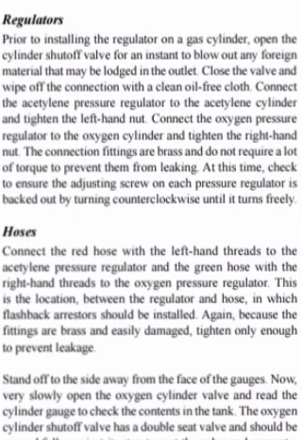Connect the acetylene pressure regulator to the acetylene cylinder and tighten the left-hand nut. Connect the oxygen pressure regulator to the oxygen cylinder and tighten the right-hand nut. The connection fittings are brass and do not require a lot of torque to prevent them from leaking. At this time, check to ensure the adjusting screw on each pressure regulator is backed out by turning counterclockwise until it turns freely.